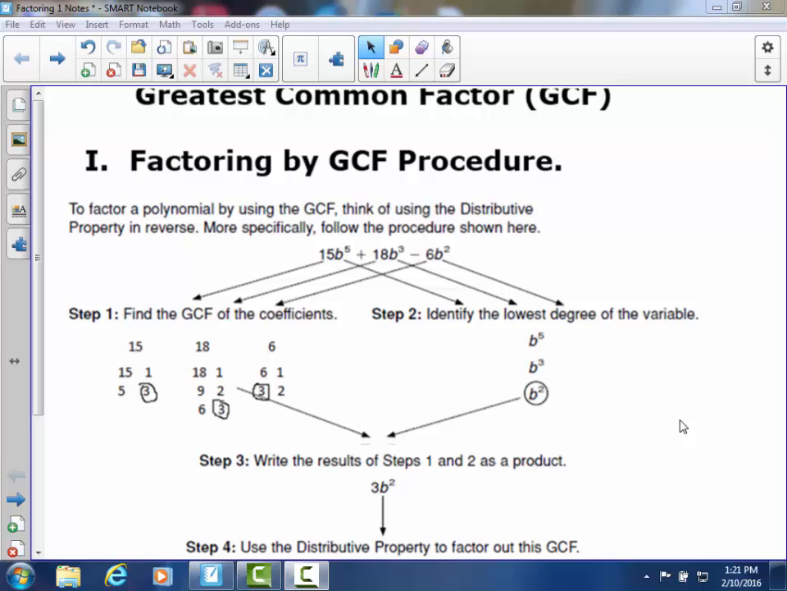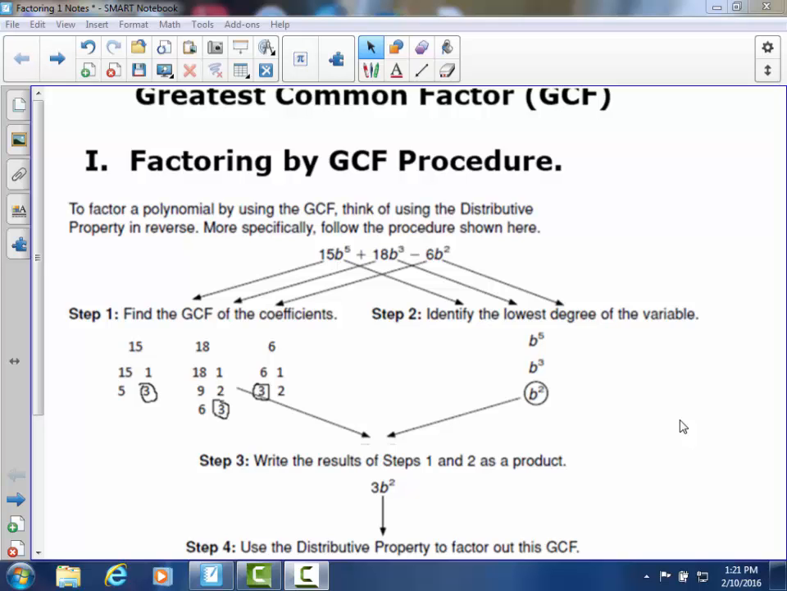Okay, so we're going to start something new called factoring. And we're going to start off by factoring with the greatest common factor. So this little diagram shows you that you're going to be given a polynomial. And how do we factor it? Well, we break it down into the coefficients and constants, and then we have the variable portion.